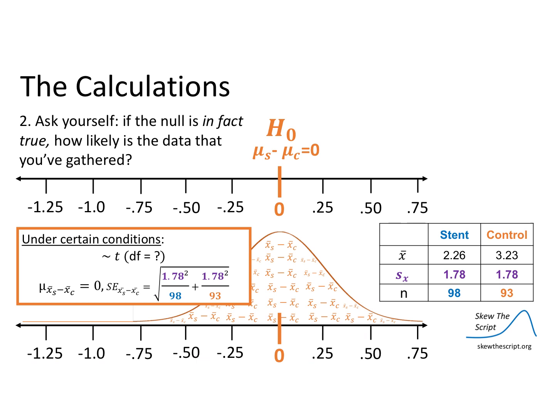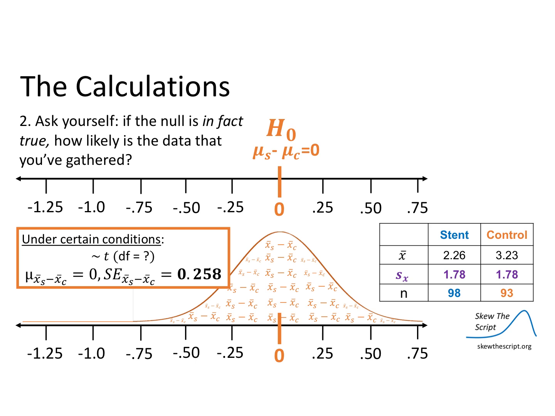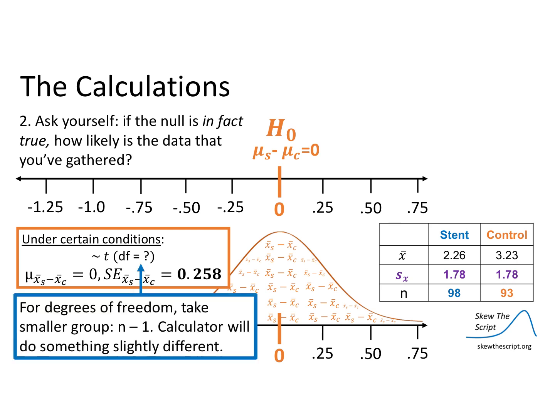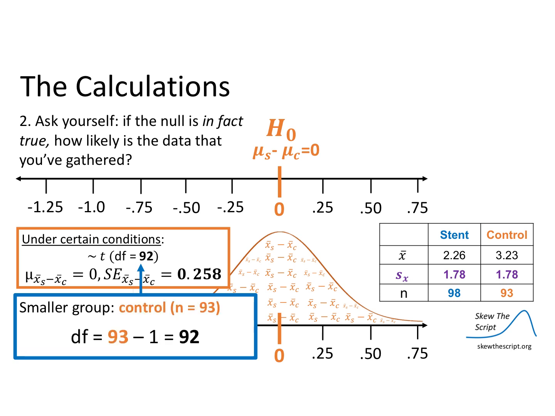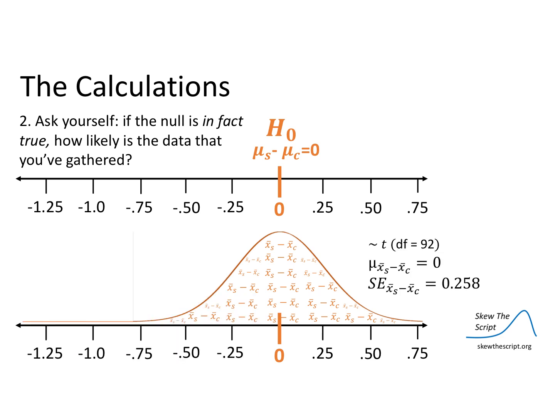Okay, for that reason, when we calculate it out, we've got a standard error of 0.258. This means we need to take into account the degrees of freedom. So for the degrees of freedom, remember, we're going to take the smaller group and then calculate n minus 1. The calculator is going to do something slightly different than that, but that's okay. So our smaller group, or our control, is n equals 93, so we've got 93 minus 1 is 92. So now we have a t distribution because of using that standard error.